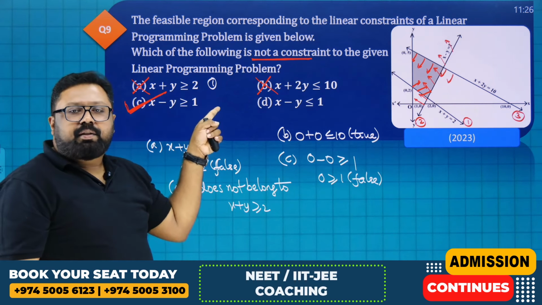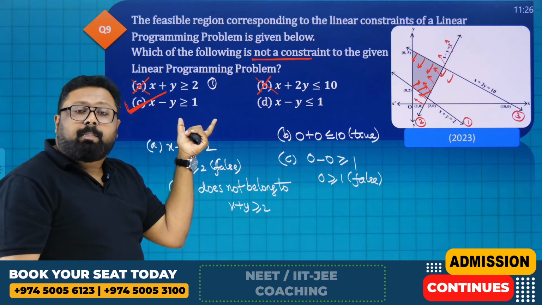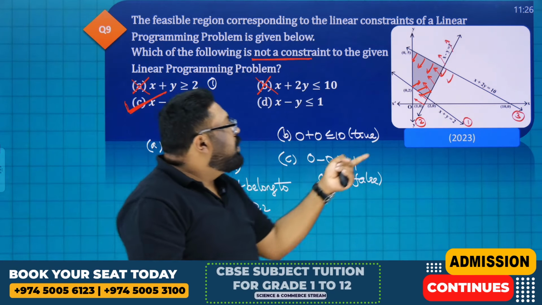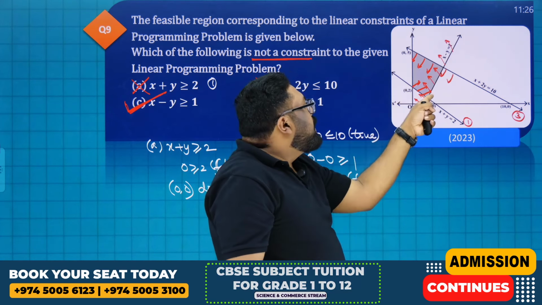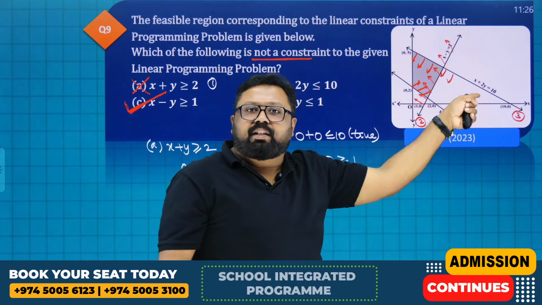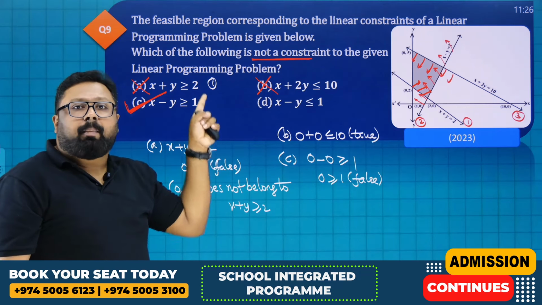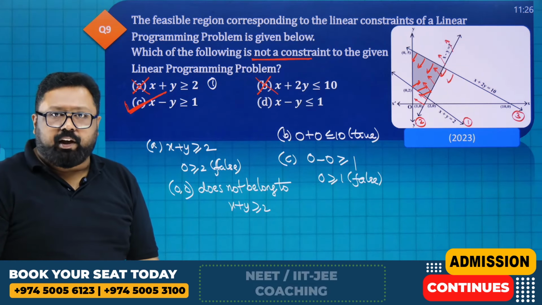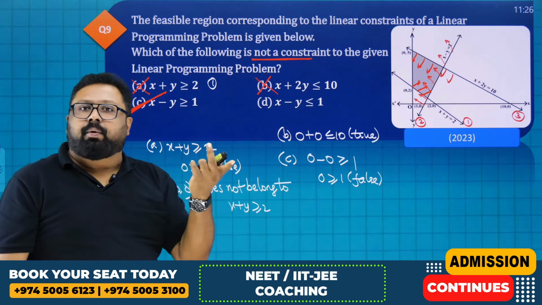Okay, this is my right answer, because this answer says that for this constraint 0, 0 is not a part of that region. But for this exact diagram, x minus y equal to 1 says that 0, 0 is a part of that feasible region. So all of you please note it. This is the constraint which is not a part of the feasible region over here. Okay, all of you clear? Just check which one doesn't satisfy 0, 0.